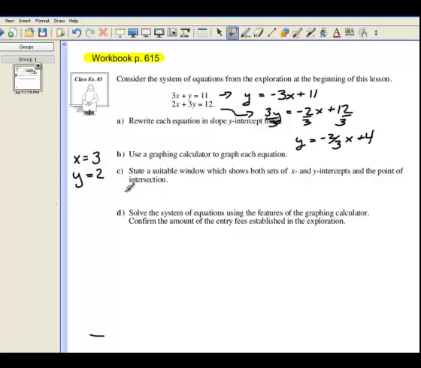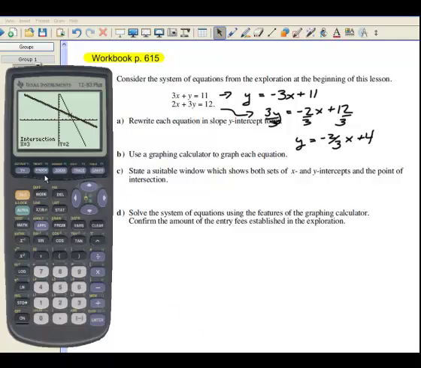Part C asks you to state a suitable window which shows both the x and the y intercepts. In this case, I haven't adjusted my window settings at all. You can see they go -10 to +10. And my y is -10 to +10, and both have a scale of 1. That's called the standard window setting. If yours doesn't look like this, you can hit zoom and choose number 6, standard.